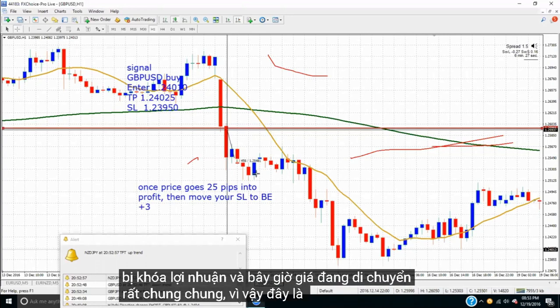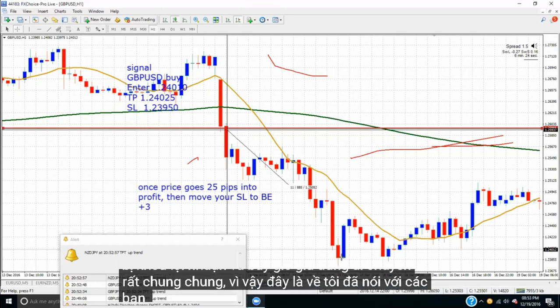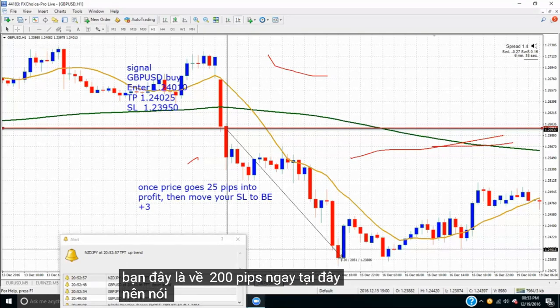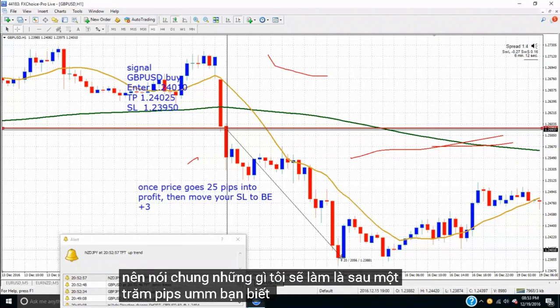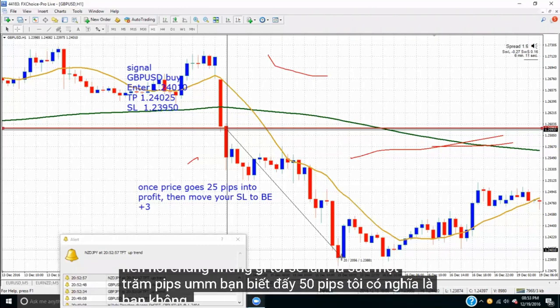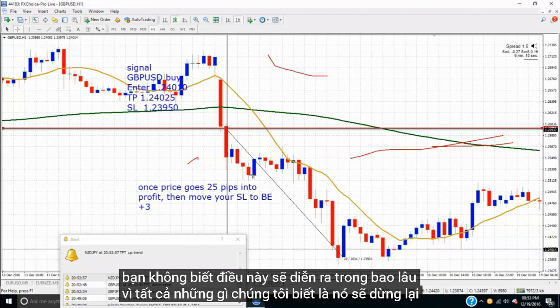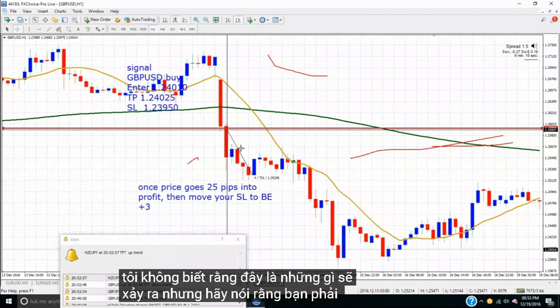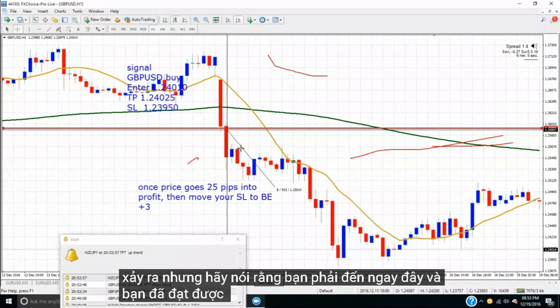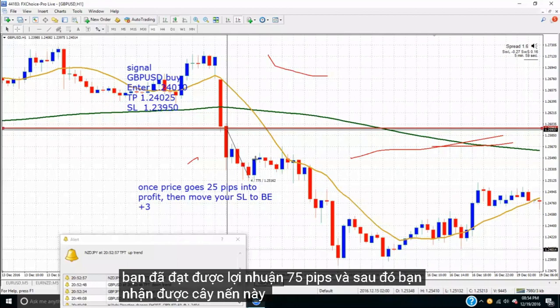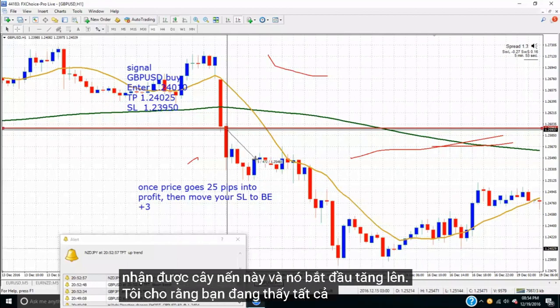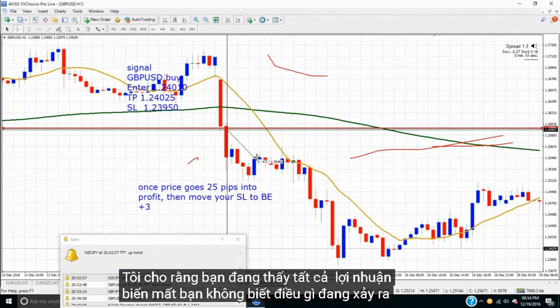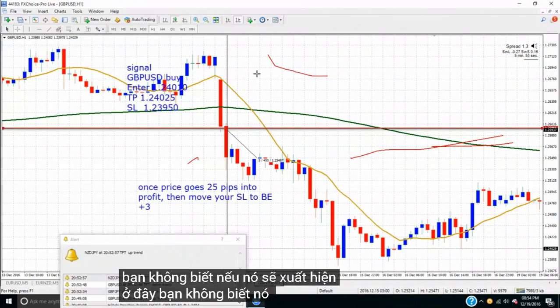So generally, I told you guys, this is about 200 pips right here. So generally what I would do is after 100 pips, 50 pips, I mean, you don't know how long this is going to go. For all we know, it's going to stop right here and go up. We don't know that this is what's going to happen. But say you got to right here, and you were at 75 pips profit. And then you get this candle and it starts moving up. Oh man, you're seeing all of your profit go away. You don't know what's happening. You don't know if it's going to come up here. You don't know what it's going to do.